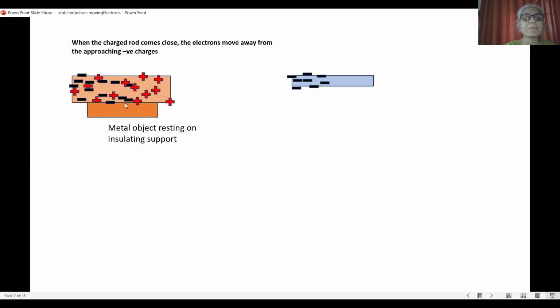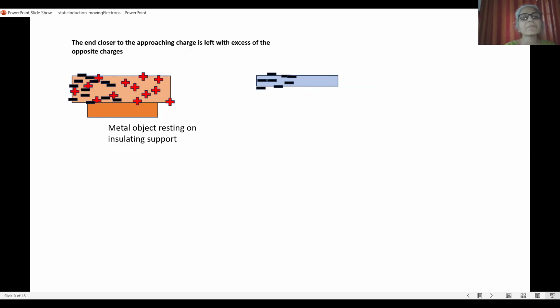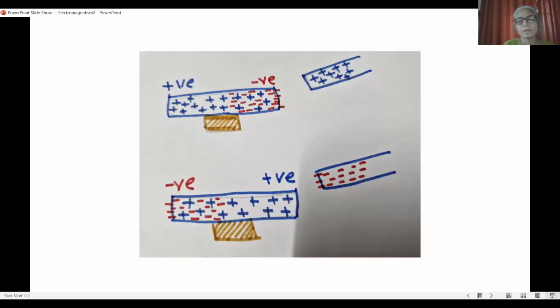So here we can see most of the electrons have moved to the left. They keep moving. So the charges get separated because the electrons move away. They run away from the incoming negative because of repulsion. And when the external charge goes away, then again the electrons come back and mix, and the metal object becomes neutral. So this is what happens.